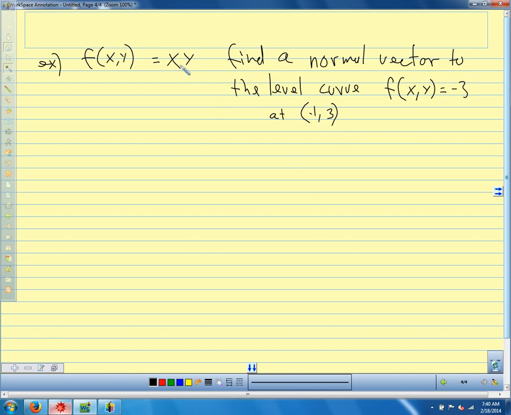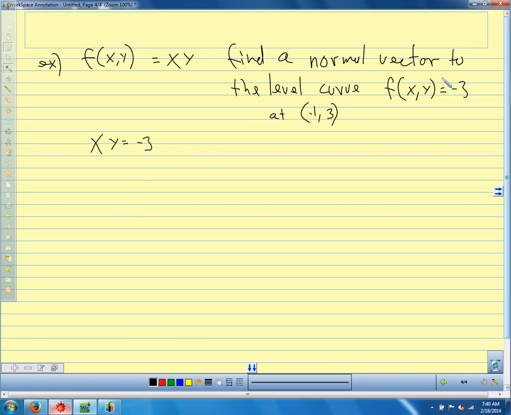So our surface, what kind of surface is f of x,y equals xy? We get z equals xy, or x equals z over y, y equals z over x. Those are hyperbolas. So we end up with a hyperbolic paraboloid. All right, so we want a normal vector to our level curve f of x,y equals -3. So xy equals -3.